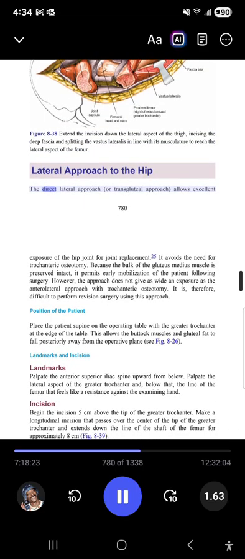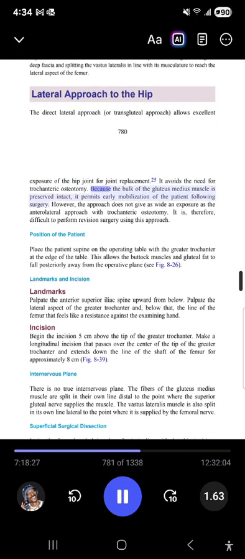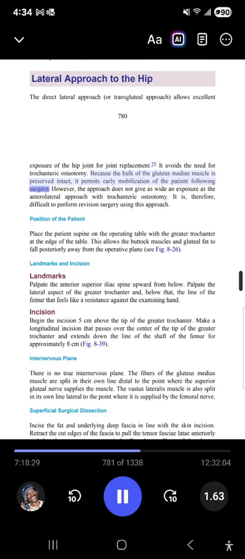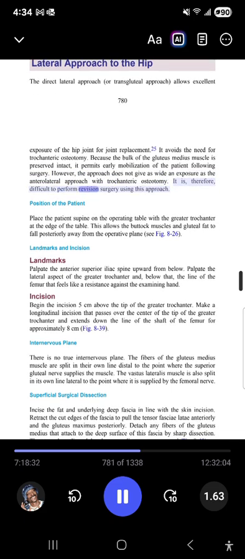The direct lateral approach or transgluteal approach allows excellent exposure of the hip joint for joint replacement. It avoids the need for trochanteric osteotomy. Because the bulk of the gluteus medius muscle is preserved intact, it permits early mobilization of the patient following surgery. However, the approach does not give as wide an exposure as the anterolateral approach with trochanteric osteotomy. It is, therefore, difficult to perform revision surgery using this approach.